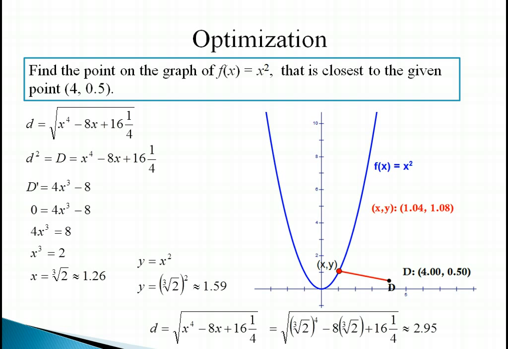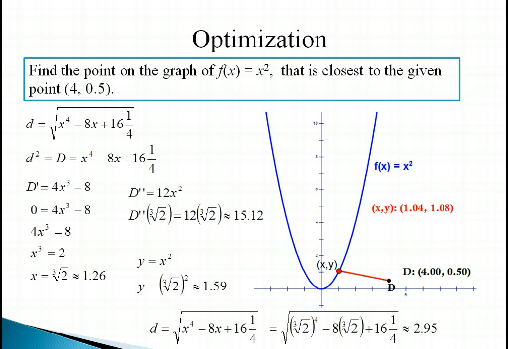Now, technically with calculus you should check and make sure that it is a minimum distance, not a maximum distance, right? So there's a couple ways you could do that. You could look for a sign change on either side of the cube root of 2, or you could look at your second derivative. So let's look at our second derivative, and that's going to tell us the concavity of the graph. So our second derivative is 12x squared, and we're going to plug in the cube root of 2, and that gave me around 15, a positive number.